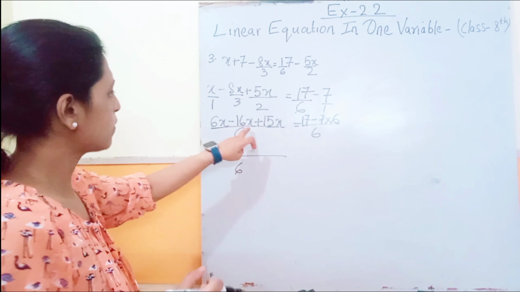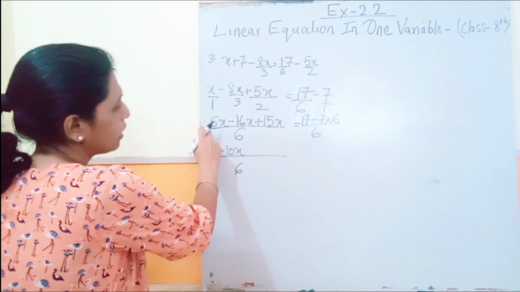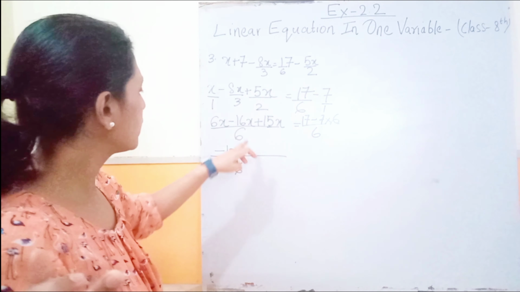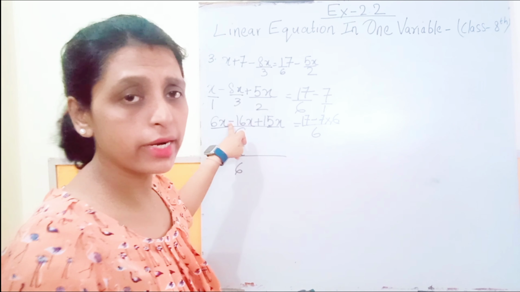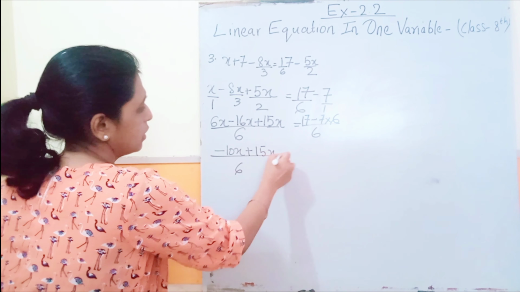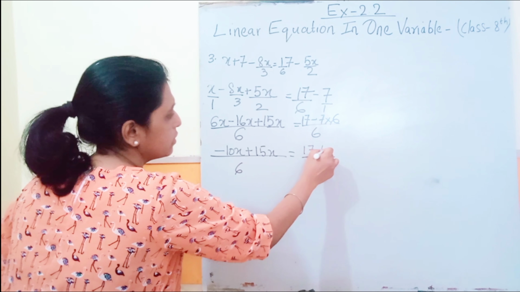all the like terms we can add or subtract. So 6x minus 16x will be minus 10x. You know now, plus minus is minus and the sign will be of the bigger number. The bigger number is 16 and here it is minus, so the negative sign we have to put here. Plus 15x is equal to 6, 17 minus 42.